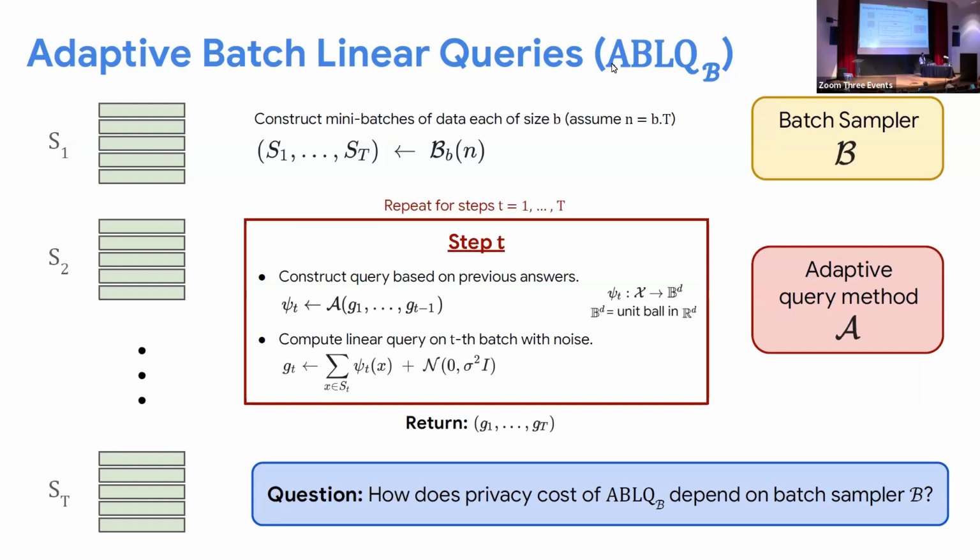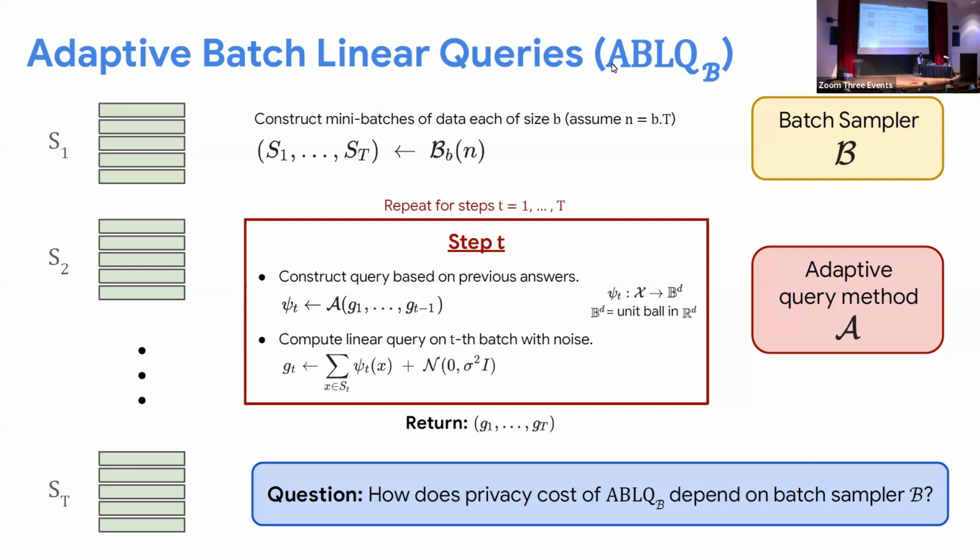In this talk, we'll be concerned with how to analyze the privacy guarantees of DPSGD. But since DPSGD is pretty complicated, we abstract it to something that we call adaptive batch linear queries, or ABLQ. We'll be talking about different ways of constructing batches of data from the data set. First, we assume that we have a batch sampler B that, given the data set of size n, constructs T batches of data.